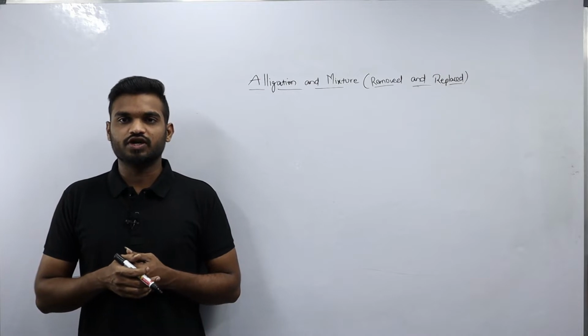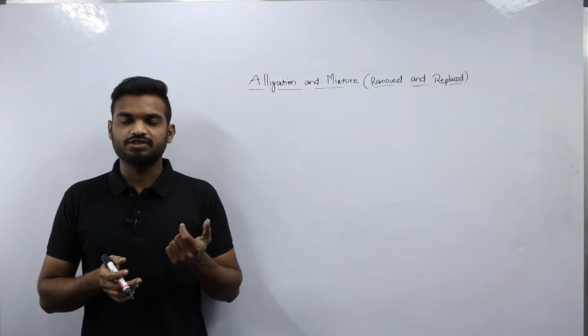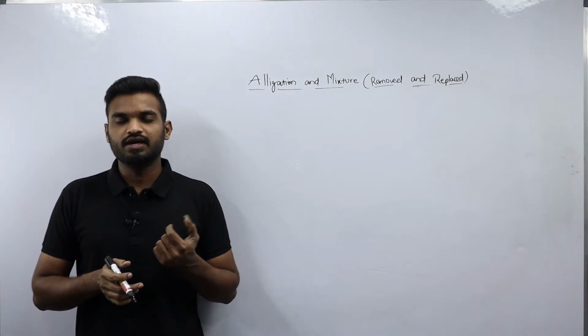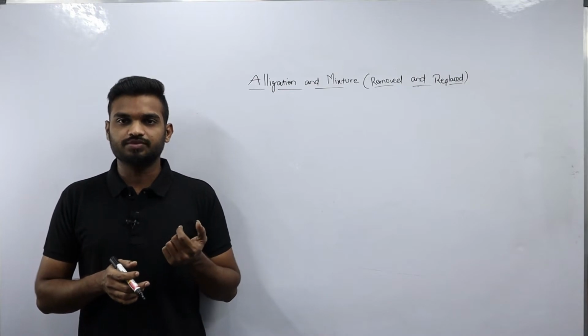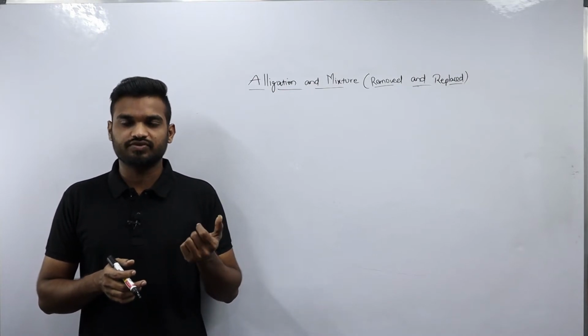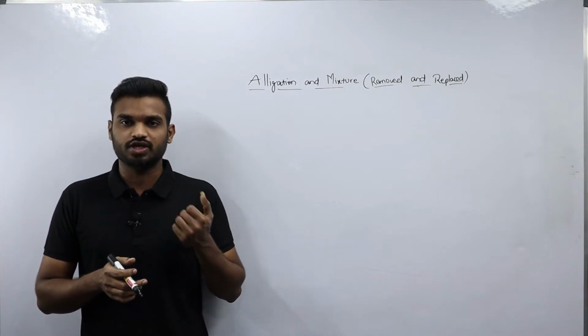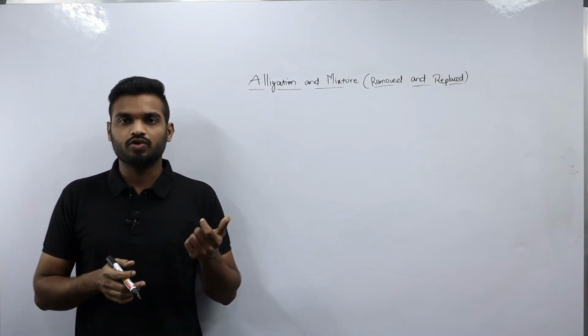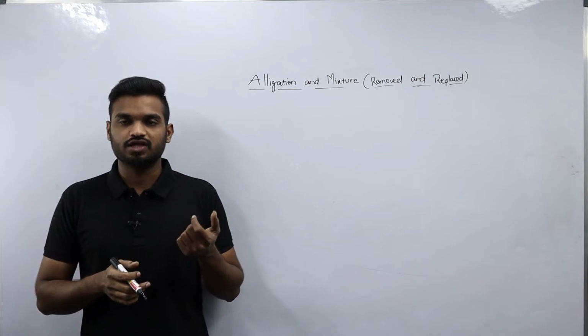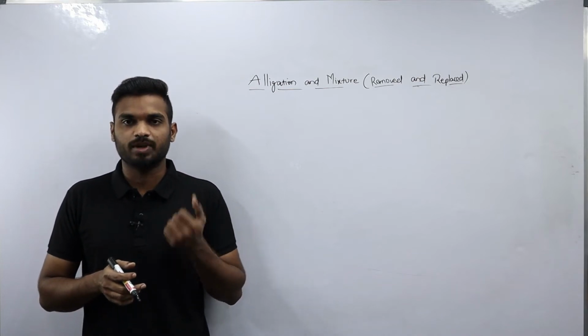Today in this video, we are going to discuss the topic removed and replaced in alligation and mixture. This is the fourth part of alligation and mixture. If you haven't watched the previous parts of the tutorial, I recommend you watch them, so that you can come to know what is the concept of alligation and mixture and also what methods we use to solve the problems.